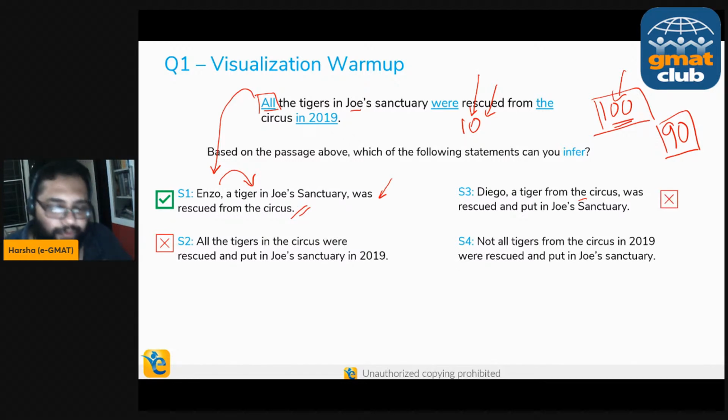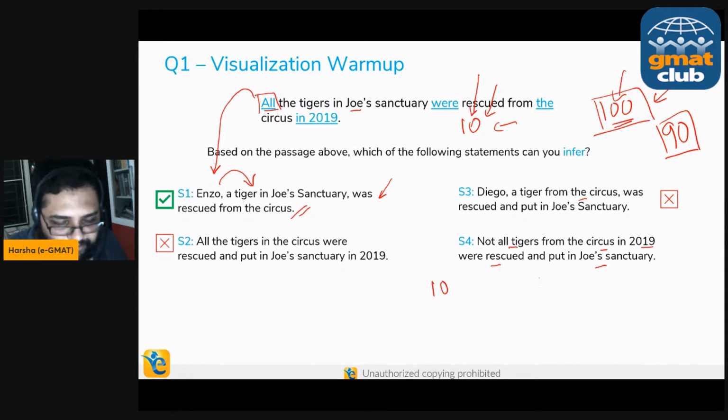Let's talk about statement 4 at this point. Again, very happy to see a lot of you did not fall for this. End of the day, not all tigers from the circus in 2019 were rescued and put in Joe's sanctuary. Again, not necessary. The important learning here is, even if you take an example, be happy to break that example if necessary. For all I know, Joe's sanctuary has 10 tigers.